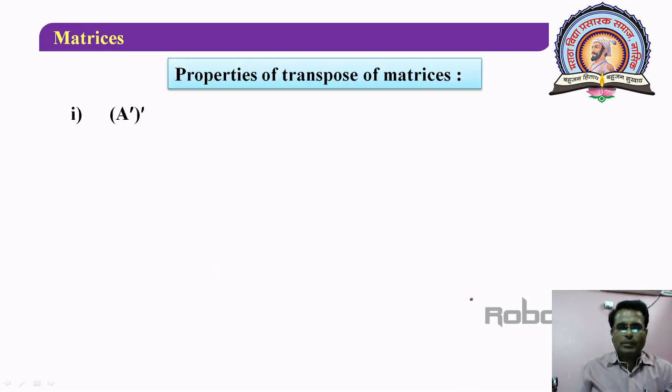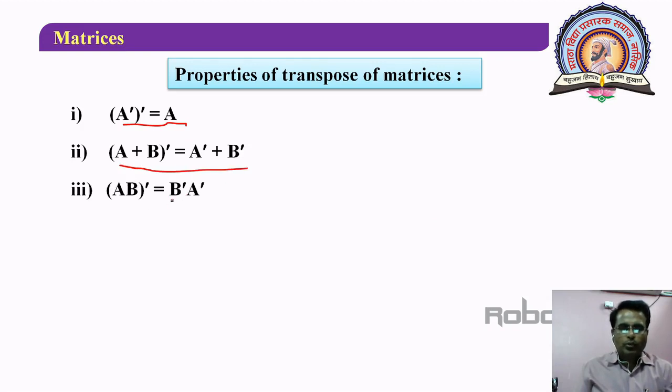We are going to consider some simple but important properties of transpose. The transpose of a transpose is the original matrix. The transpose of an addition is equal to the addition of transposes. The transpose of a product is equal to the product of transposes. This is called the reversal law.